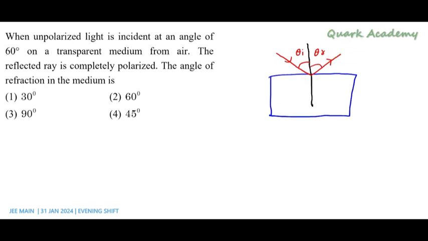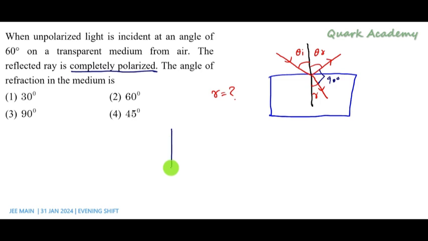The angle of reflection is theta r. Now some amount of ray will get refracted as well, and let this r be the angle of refraction which we need to find. And here one point is mentioned: the reflected ray is completely polarized. When will this happen? If you remember Brewster's law, when the angle of incidence is equal to Brewster's angle, then the reflected ray will be completely polarized, and also the angle between reflected ray and refracted ray is going to be 90 degree.